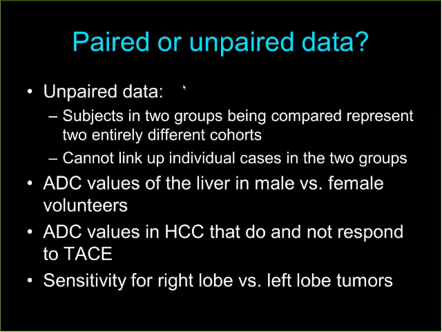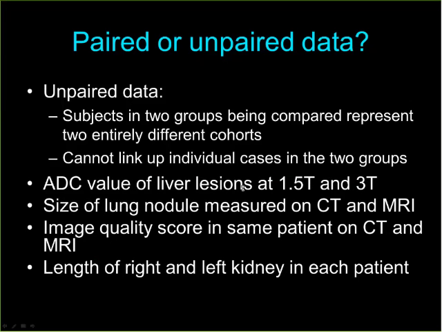So this would be ADC values of the liver in male versus female volunteers, ADC values in HCC that do and do not respond to TACE. This might be the sensitivity for right lobe versus left lobe tumors. Again, these are two different groups. The lesions in patients aren't matching up.